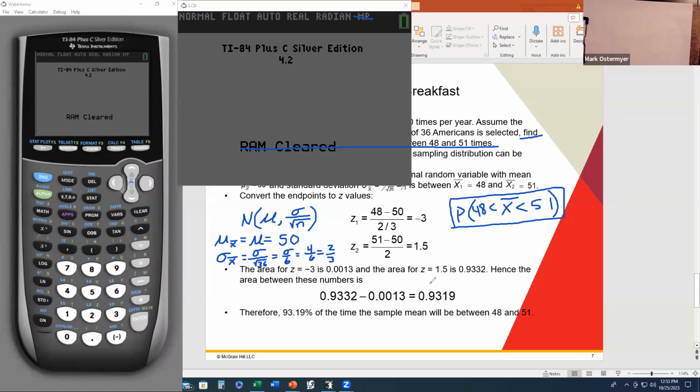All right, so here we go. So, geometrically speaking, what area are we trying to find here? Remember, the mean of our sampling distribution is 50.